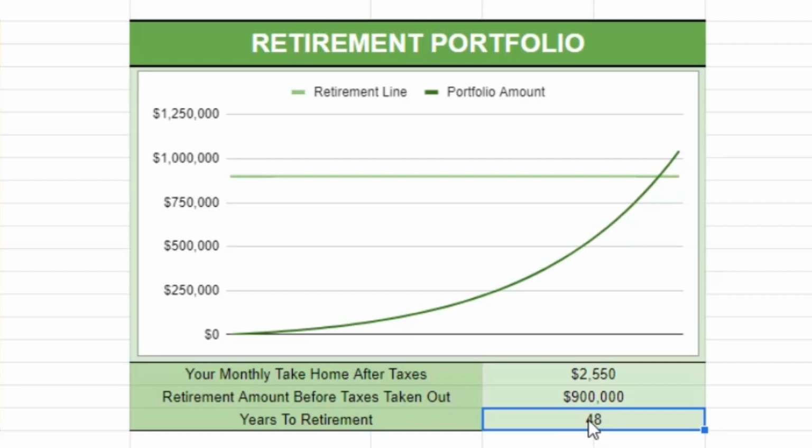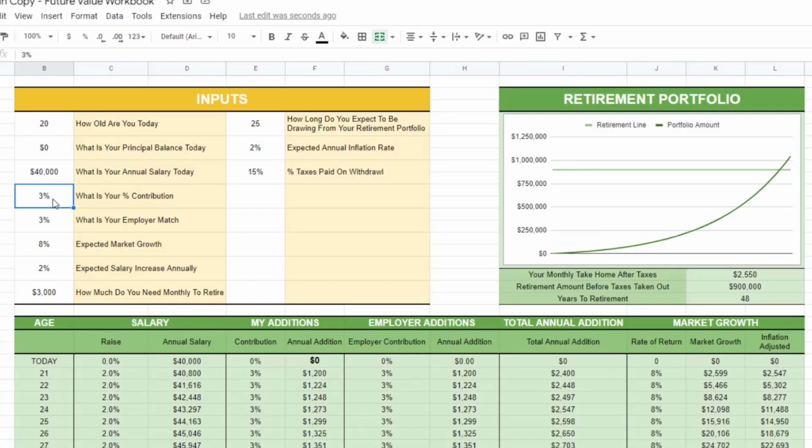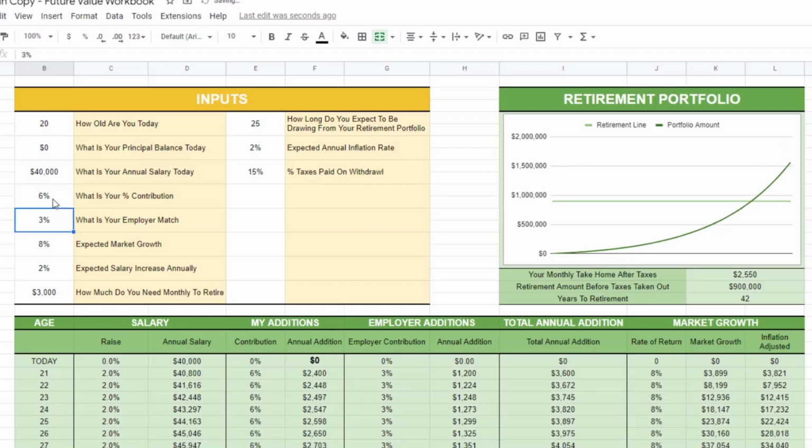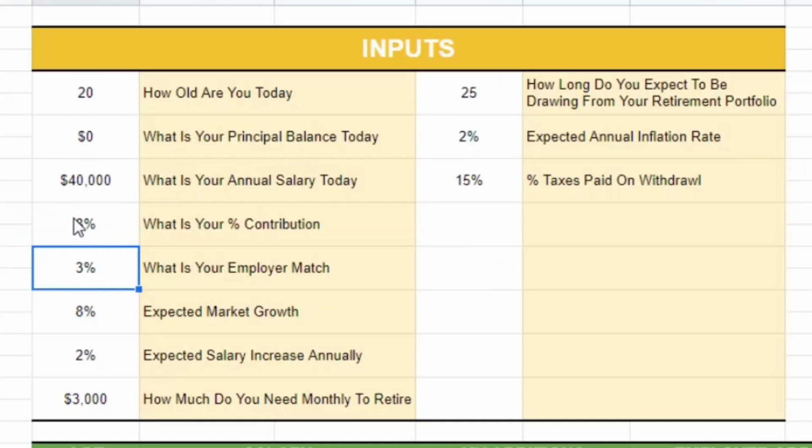Let's say you wanted to retire about 8 years earlier. What would that look like? We would have to up our contribution. If we upped it to 4%... if we upped it to 6%, we're only at 42 years to retirement, which is about 62. So it looks like we would have to be at about a 7 to 8% contribution. Now the accepted percent contribution of your salary is anywhere from 10 to 15% of your salary.